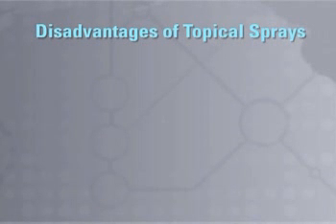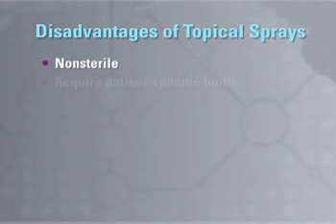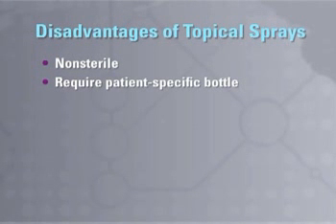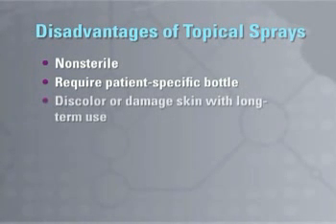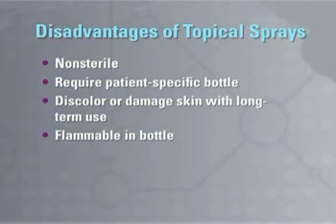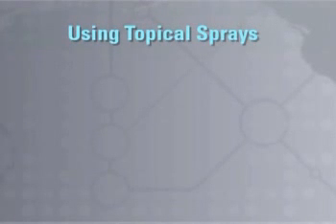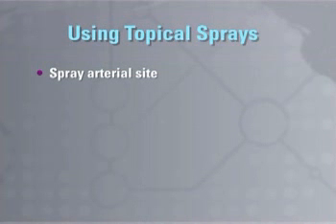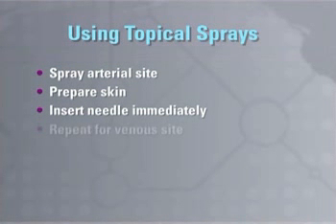Topical sprays, usually ethyl chloride, can be used to numb the skin sites. Sprays are a non-invasive method of numbing the skin. The disadvantages of topical sprays are that they are non-sterile, require a patient-specific bottle to prevent cross-contamination, may discolor or damage the skin with long-term use, and are flammable in the bottle. The procedure for using a topical spray is to spray the arterial site first, prep the skin, and then immediately insert the needle. Repeat the same procedure for the venous site.